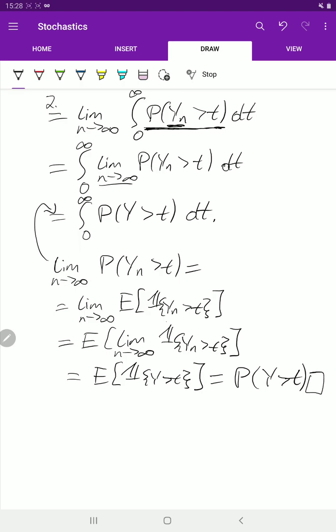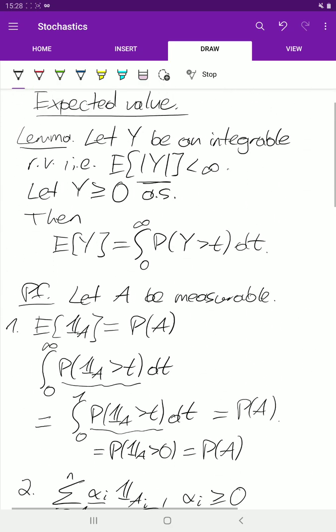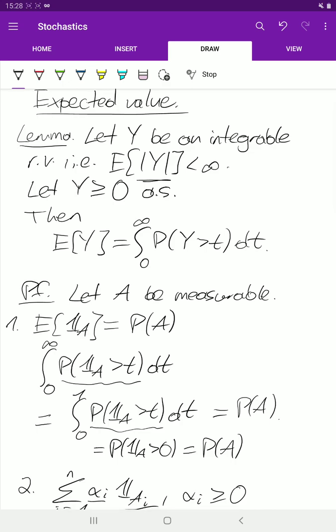Note that there's also a generalization to non-negative random variables, and then you have to consider something more, then you have to subtract something. And also there's a generalization to higher moments, so you can look that up if you are interested. So thanks for watching and bye.